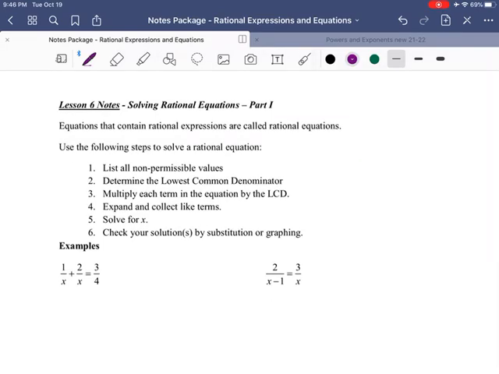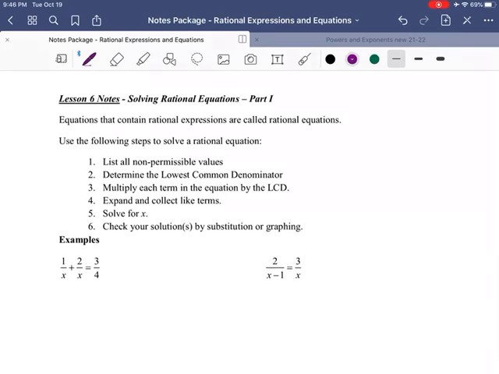All right, lesson 6, solving rational equations, part 1. So equations that contain rational expressions are called rational equations. If you see an equal sign, you know it's an equation, not an expression, and you can actually solve for what the x is.